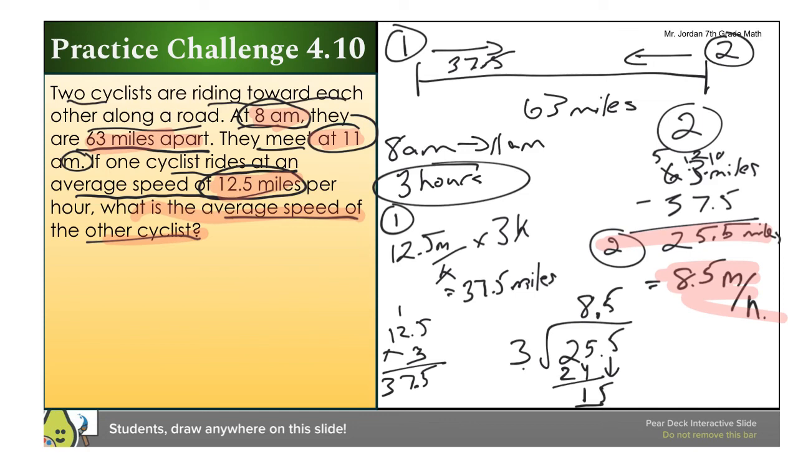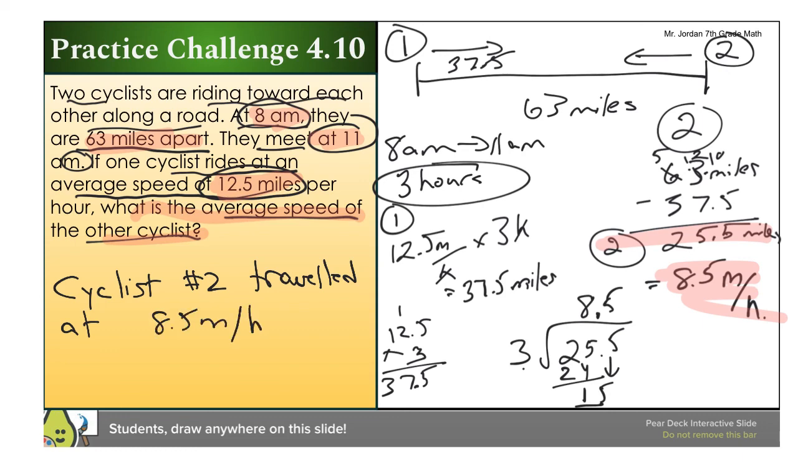And just to be clear here, I'm going to say cyclist number 2 traveled 8.5 miles per hour. And then I'm done.